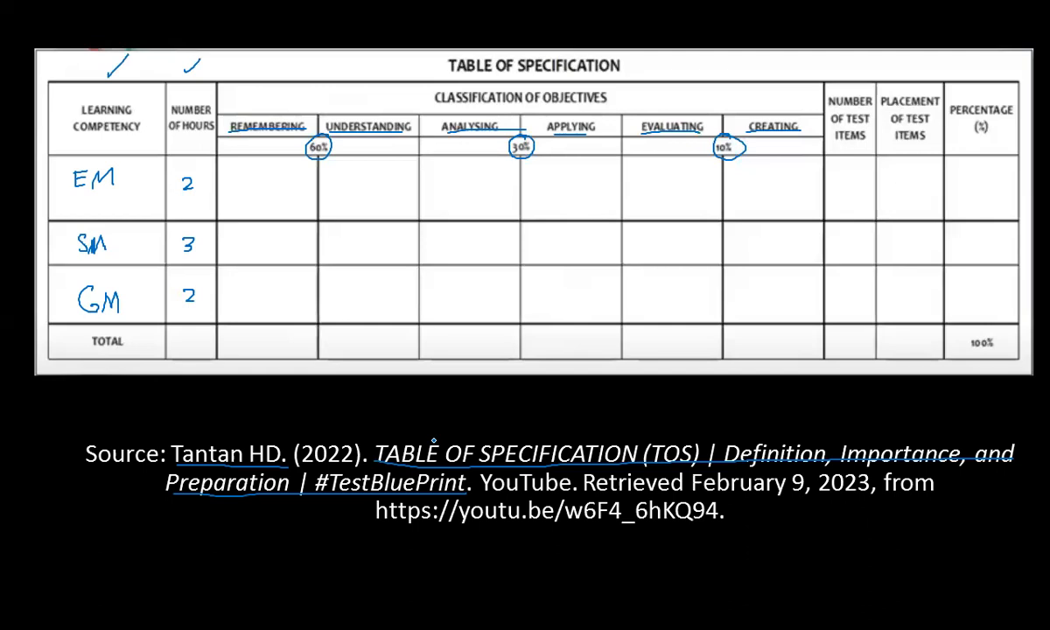So, you have 60 items for recalling the concept, understanding the concept. Then we have an additional 30 questions for analyzing and applying. Then you have these 10 items that are for evaluating and creating. So, for example, in this evaluating and creating part, what if this is an essay?